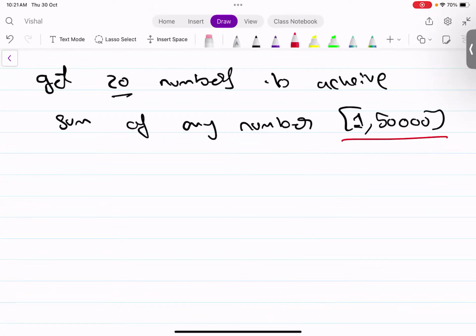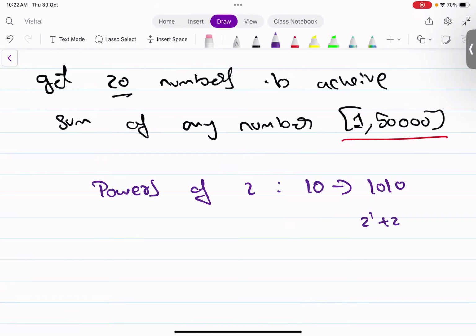When we want to generate a sum of any number, the straightforward thing we should think of is powers of 2. Because this makes sense, right? Every number can be represented in the form of powers of 2, be it 5, be it 10, or be it anything. 10 can be represented using 1010, which is nothing but 2 power 1 plus 2 power 3. Sorry, my bad. That means any number can be represented using powers of 2.